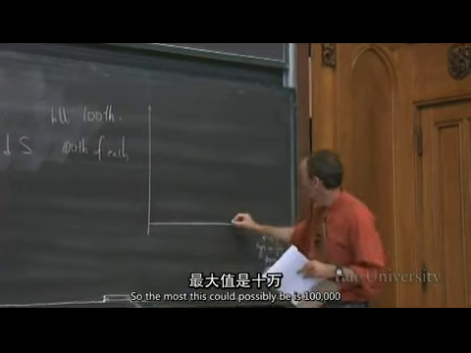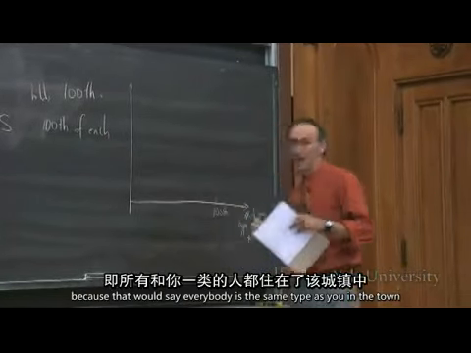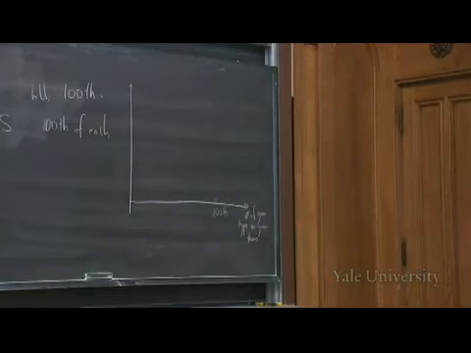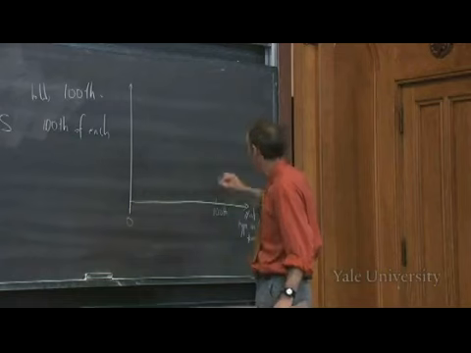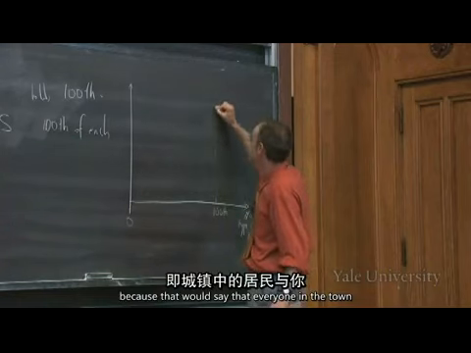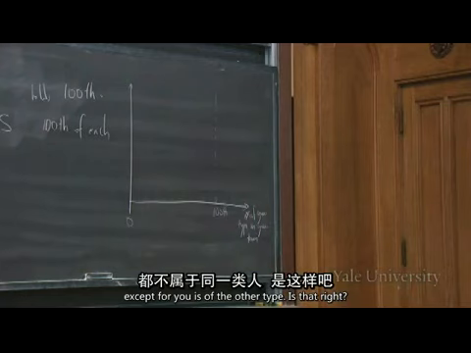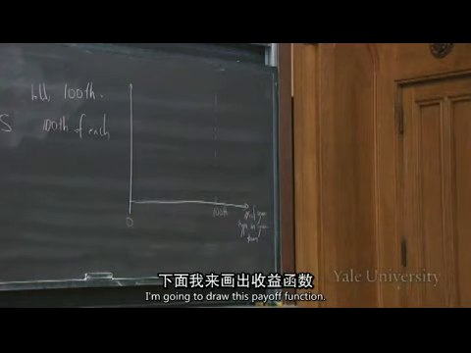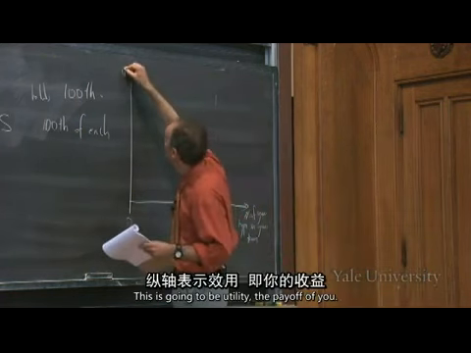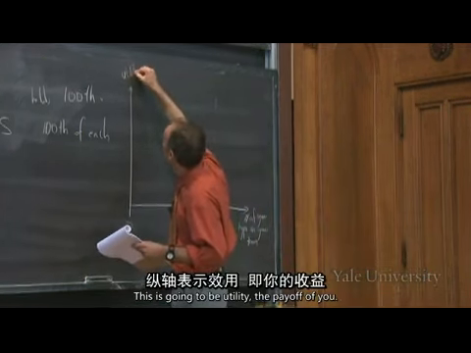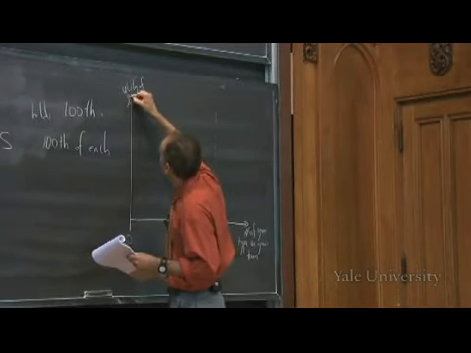So the most this could possibly be is 100,000, right? Because that would say everybody is the same type as you in the town. And the lowest it could possibly be is 0. Because that would say that everyone in the town except for you is of the other type. Is that right? And I'm going to draw this payoff function. So this is going to be your payoff. This is going to be the utility or payoff of you.